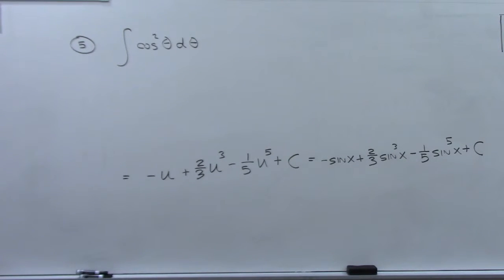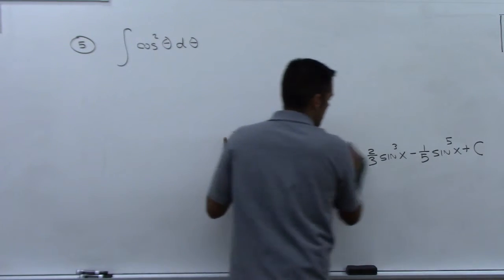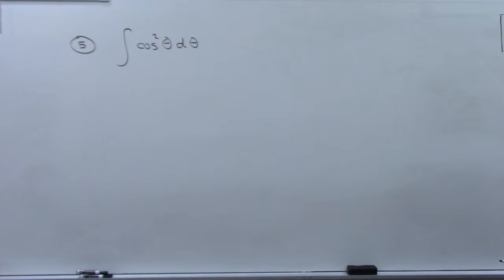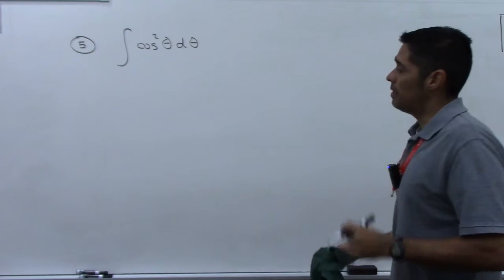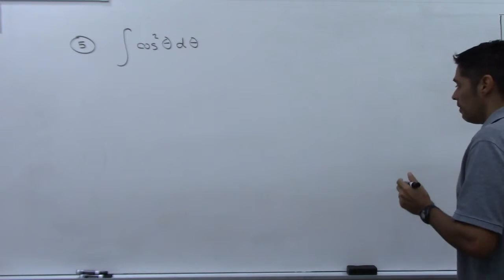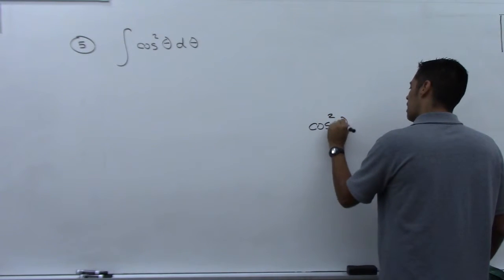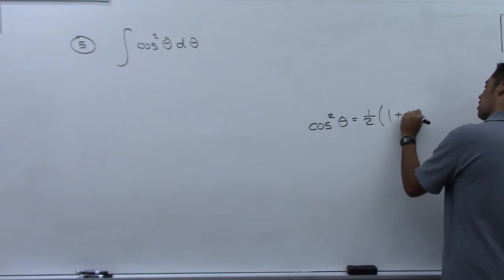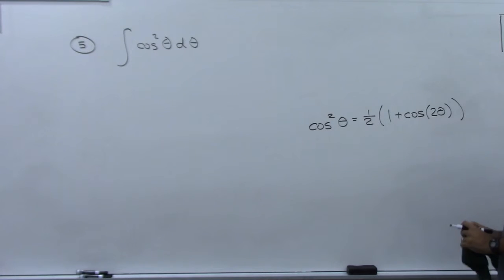Yeah, it was. All right, so on this one, we don't have an odd power. So when we don't have an odd power for sine or cosine, we have to use a different technique. And the different technique is to use the power reducing formula. So that means I'm going to use this formula. Cosine squared theta equals 1/2 times 1 plus cosine 2 theta. And we talked about that in class.